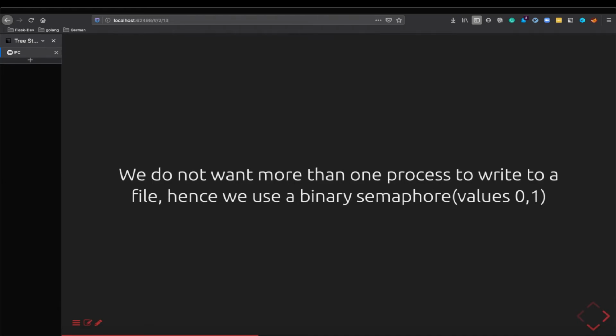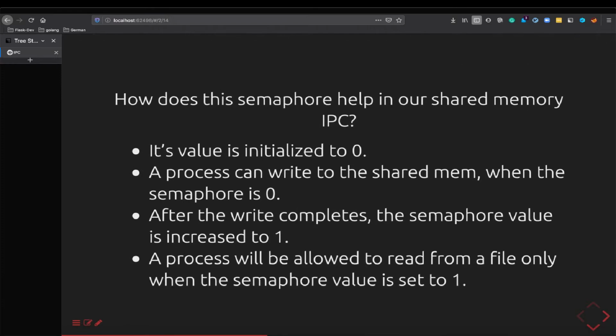So basically, how do we use semaphores in place of file locks is we're going to use something called a binary semaphore. Okay. So here the binary semaphore can have a value of either 0 or 1. It is also sometimes called a mutex lock, which stands for mutually exclusive lock. So it can either be 0 or 1 at once. So based on this, we allow operations to happen on the file, on the shared memory basically.